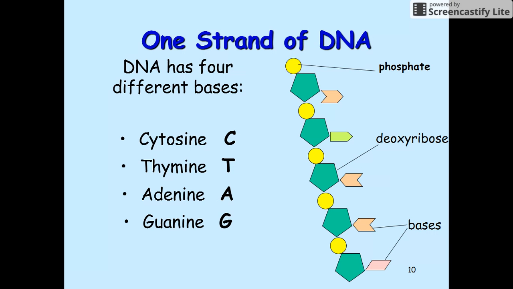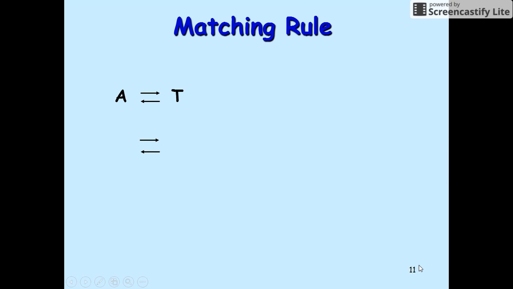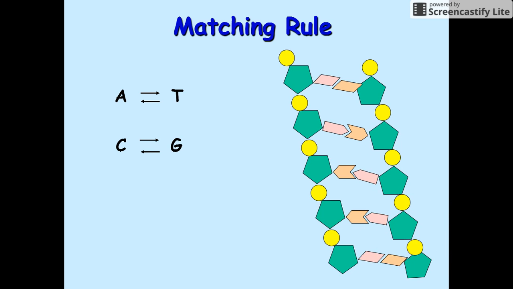We know that DNA has two sides, so the bases actually end up matching with a different base. So A always matches up with T. On one side of the DNA molecule, it would be an A. The second strand would be a T. And G will always match up with C. So let's look at an example.